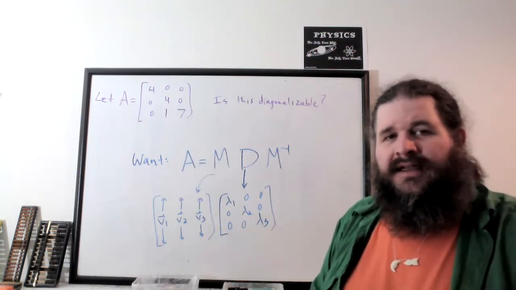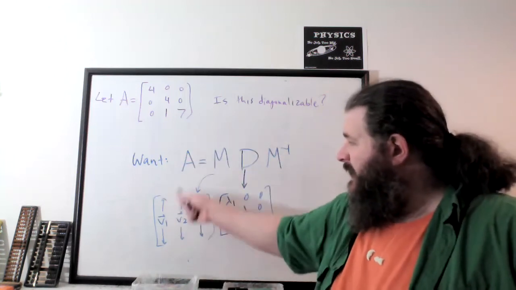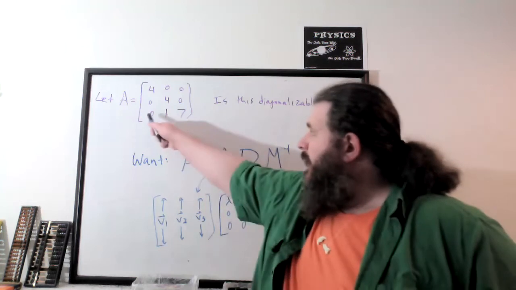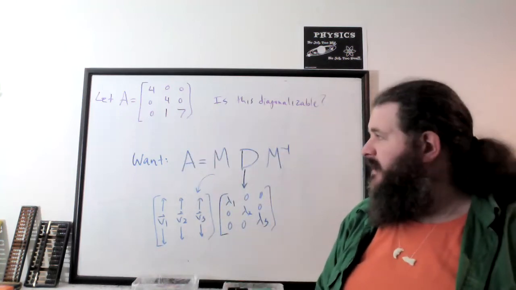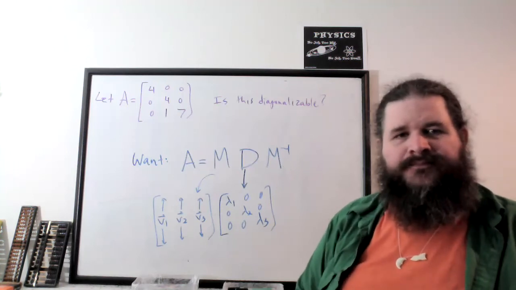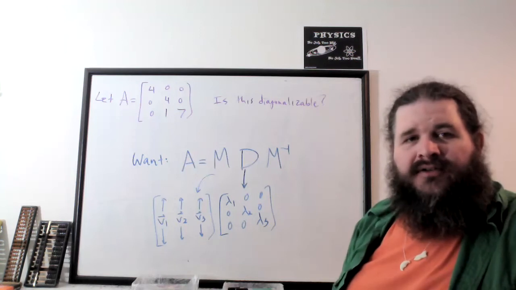So this is really the key here. In order to be diagonalizable, the matrix has to have as many independent eigenvectors as the width of the matrix. In this case, it's 3 by 3, so you need to have 3 independent eigenvectors. So to check that, let's say we try finding the eigenvectors and see if we have enough.